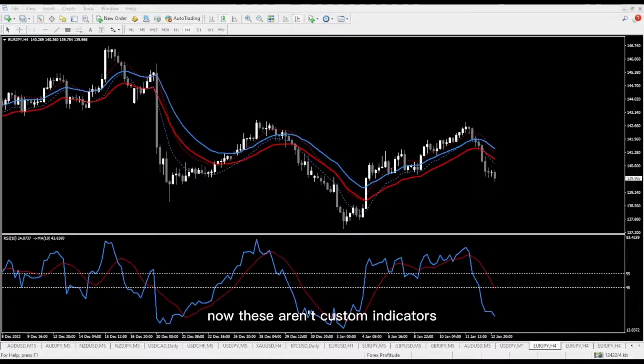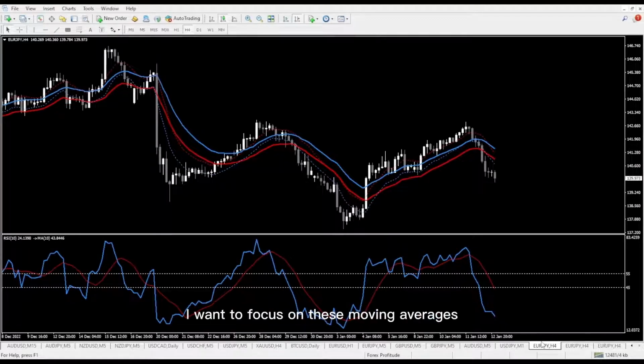Now, these aren't custom indicators. You'll be able to set this up on any trading platform that you decide to use. We do have an installer for MetaTrader, but you can use this on any trading platform. This was designed specifically for this so that it can be traded anywhere you want to trade it.